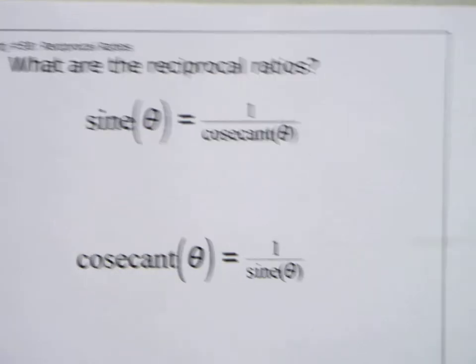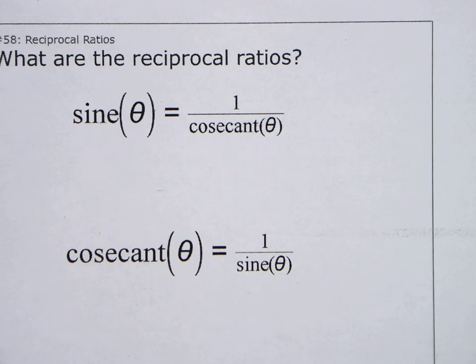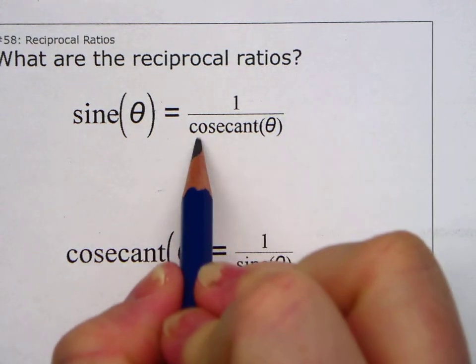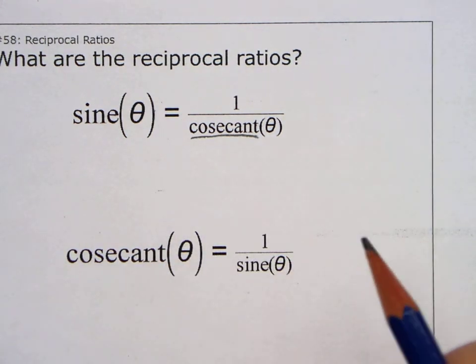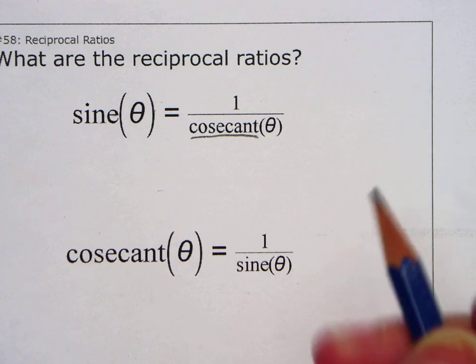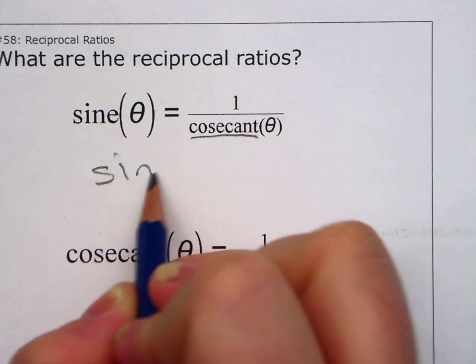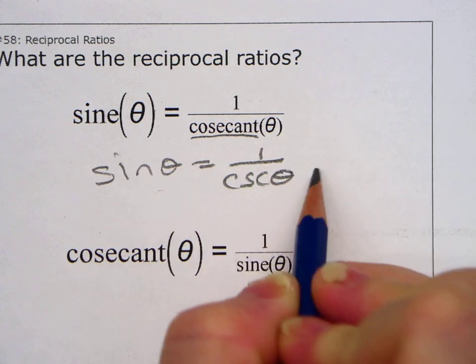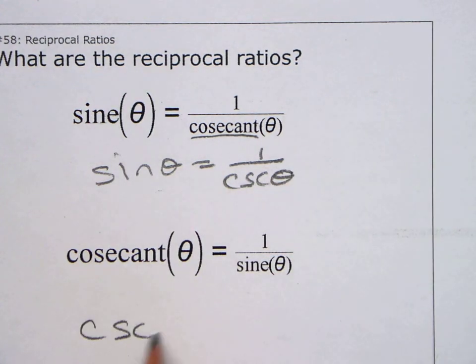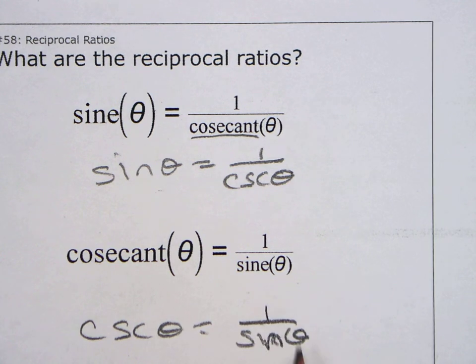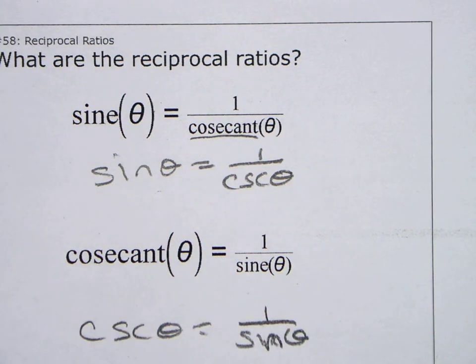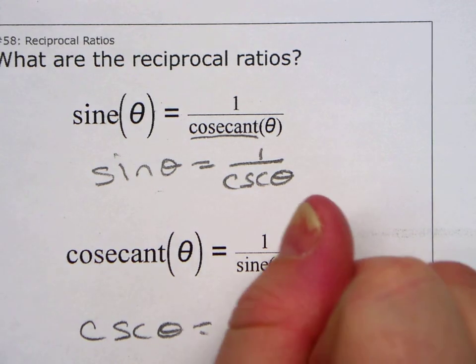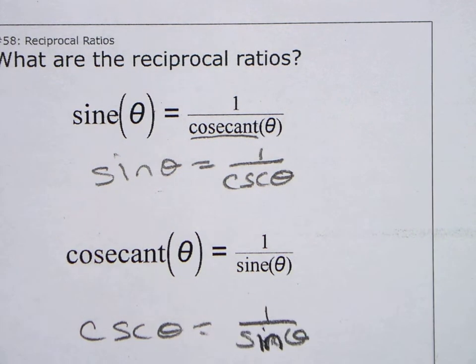So notice sine of theta equals 1 over cosecant theta. I did write the actual words out. I just want to make sure that you know how to say it. Do not say CSC. And also cosecant theta equals 1 over sine theta. I just want to make sure you can actually pronounce it correctly. So they're equal to each other, 1 over.